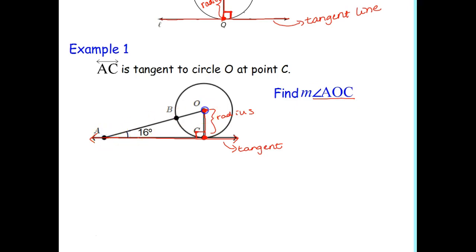So AOC would be this angle right here. Remember, this tells you where your vertex is. So if you start at A and go to O and end at C, this is your angle right here.